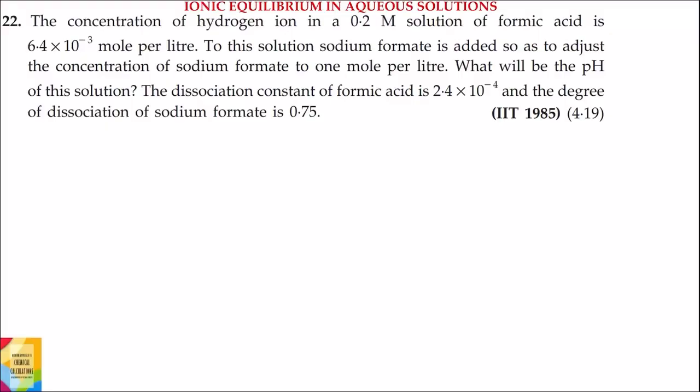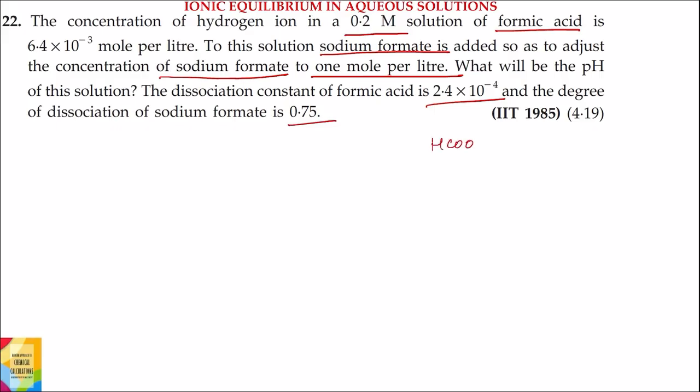The concentration of hydrogen ion in a 0.2 M solution of formic acid is 6.4 × 10^-3 mole per liter. To this solution, sodium formate is added so as to adjust the concentration of sodium formate to 1 mole per liter. What will be the pH of the solution? The dissociation constant of formic acid is 2.4 × 10^-4 and the degree of dissociation of sodium formate is 0.75.